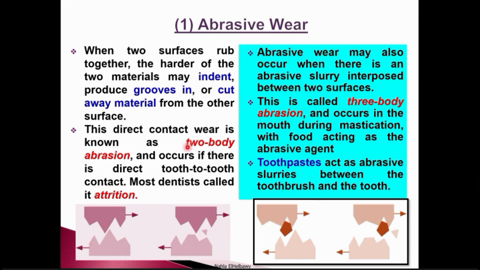So in two-body abrasion, we have two surfaces like our upper teeth and lower teeth. They grind against each other, resulting in attrition. While in three-body abrasion, we have some slurry or some food acting as a third material. So that is why we will have three materials: upper teeth, lower teeth, and food. Or we can have upper teeth, toothpaste, and toothbrush. So there will be involvement of three different materials.